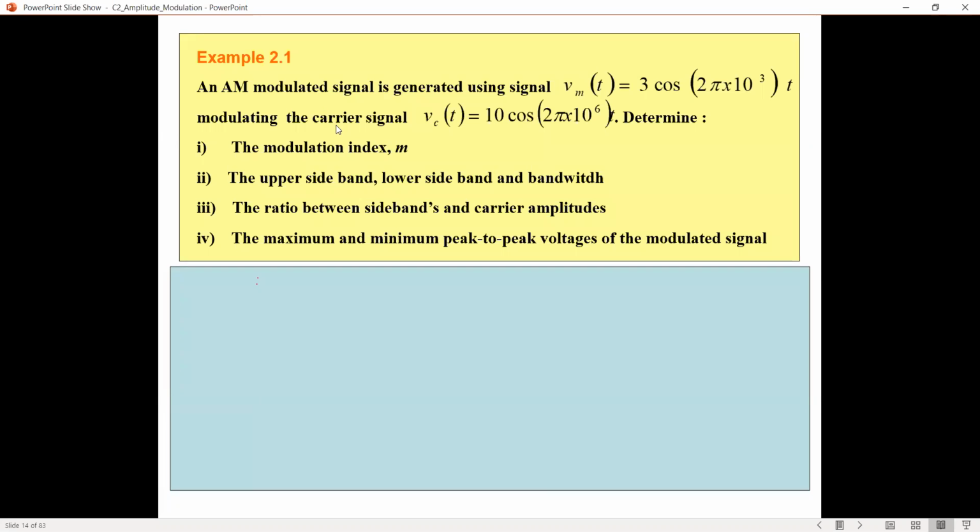Let's look at our first exercise. An AM modulated signal is generated using VM(t) equal to 3 cos 2 pi 10 to the power of 3 t, and it modulates the carrier signal VC(t) equal to 10 cos 2 pi 10 to the power of 6 t. First, find the modulation index. Then find the upper and lower sideband frequencies and also the bandwidth. Then the ratio between sideband and carrier amplitudes. And finally, the maximum and minimum peak-to-peak voltages of the modulated signal.